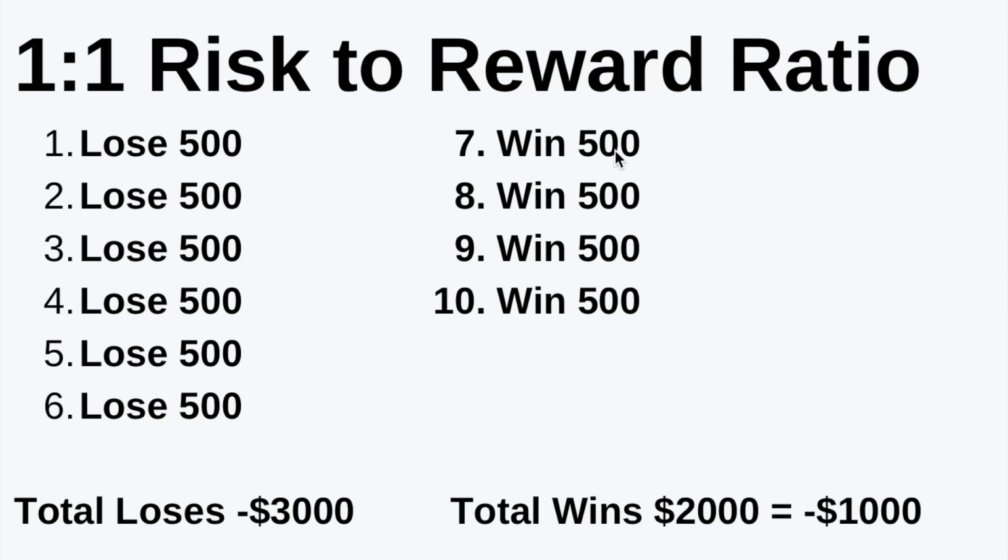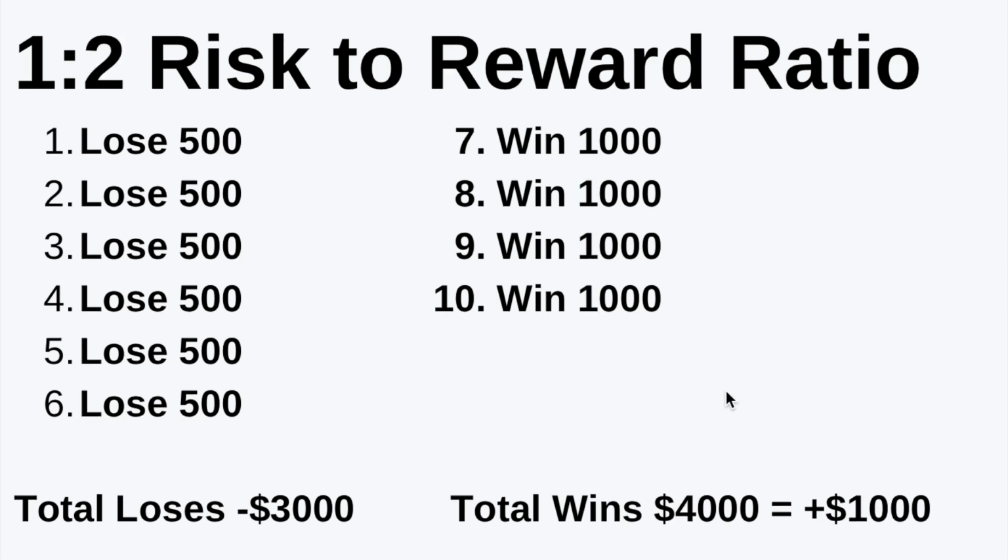Trade number 7, you win 500. Trade number 8, you win 500. Trade number 9, you win 500, and trade number 10, you win 500. So that means that you lost 6 trades out of 10. So you lost more than you won, and you only won 4 trades. So now total losses is 3,000, total wins is 2,000. So that leaves you with $1,000 under. So with a 1 to 1 risk to reward ratio, unless you're winning most of your trades, you're going to end up like this.